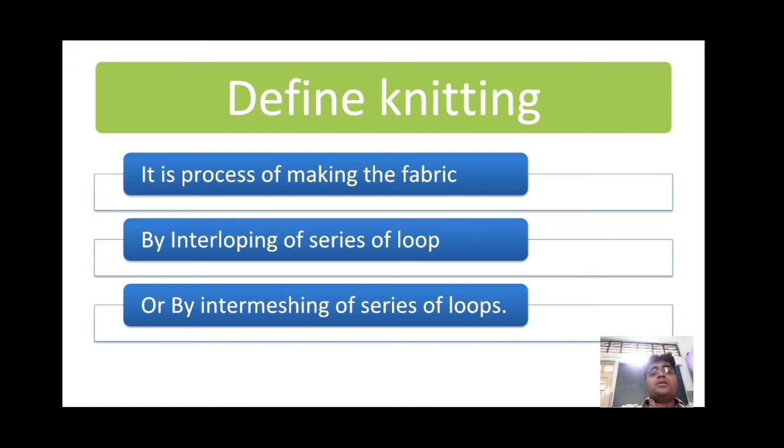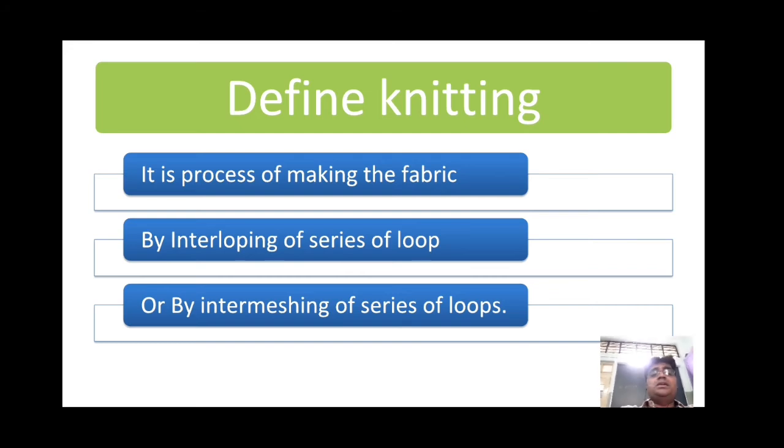Here we are not saying that only one loop is there. To produce the knitted fabric we require a series of loops. When we are interlooping the series of loops with each other, at that time we get the knitted fabric, and this entire process is known as the knitting process.